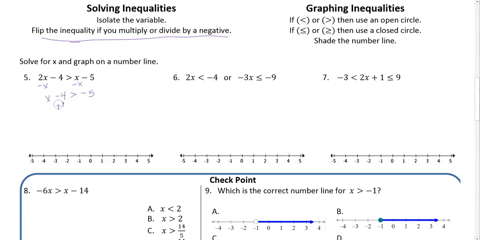And then I'm going to add 4. And I get x is greater than negative 1. It says to also graph on a number line. So let's talk about graphing on a number line.